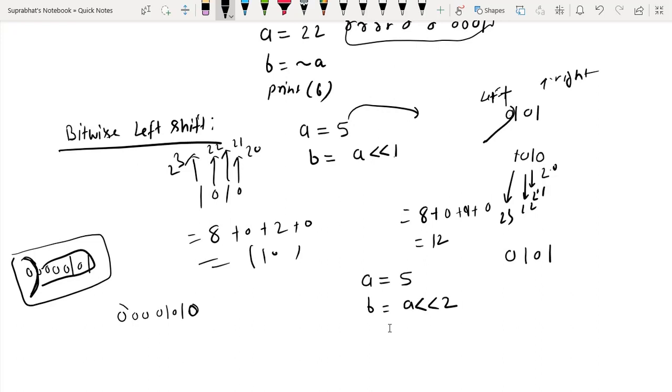So now this is 2 to the power 0, this is 2 to the power 1, this is 2 to the power 2, this is 2 to the power 3. So this is 8 plus 0 plus 2 plus 0, that is 10. The answer is 10. Now I am asking you, if I am using a equals 5, a left shift 2, what will be the output? Now it is showing 20. So how is 20 coming?